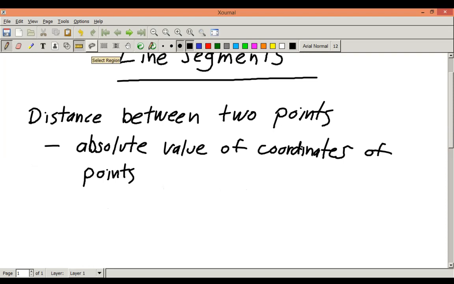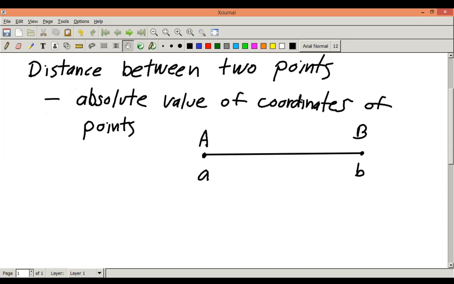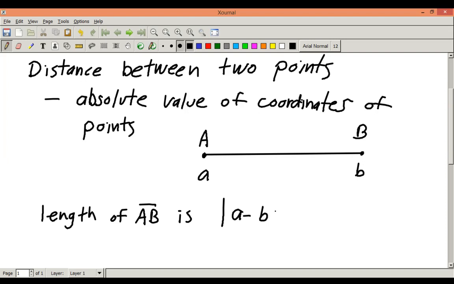So if we have a line segment like this, which is line segment AB, and let's just say the coordinates for those 2 points are small a and small b, then I want to say that the length of this segment, which is also the same as the distance between those 2 points, the length of segment AB, is the absolute value of a minus b, which is the same as the absolute value of b minus a.